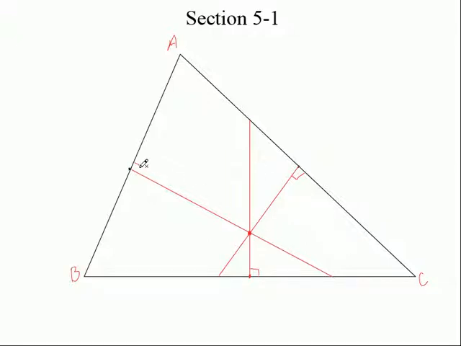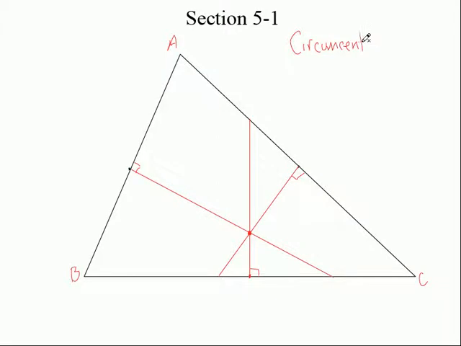But check this out. What did I just draw? I just drew perpendicular bisectors of all three sides, didn't I? Yes. And they all intersected at one common point, which is kind of cool. Okay, so it's right here. We actually have a name for that common point. I'm going to tell you. We call it the circumcenter.